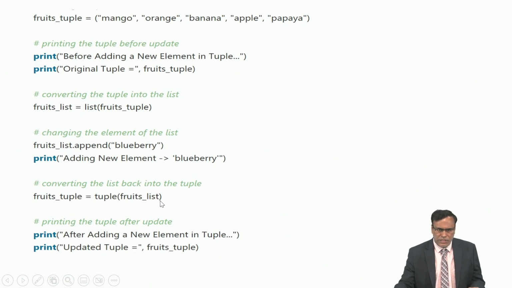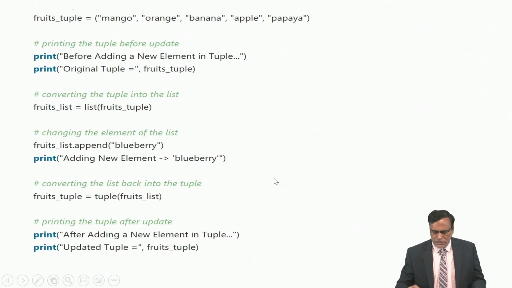So this is the same procedure you have to follow here. This is the tuple having 5 values, and then I'm adding this blueberry value to this tuple. First, by converting this tuple into a list, I just added blueberry, and then I converted this list back into a tuple, and then I just displayed it using that tuple name.